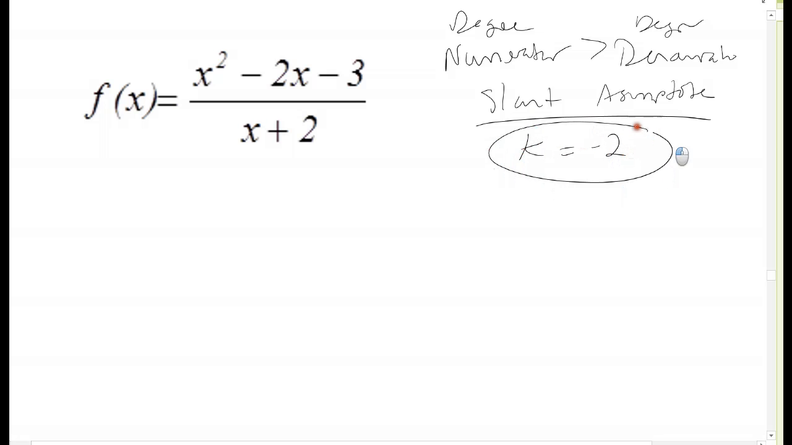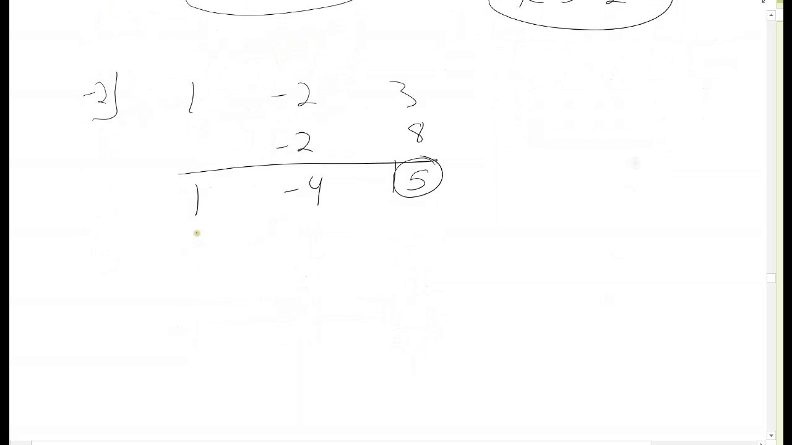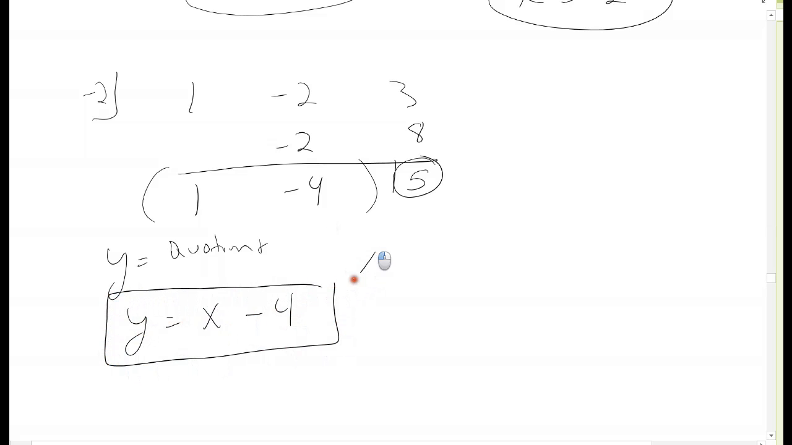My k is a -2, because this is what I'm dividing by. And so -2 is my k, 1, -2, 3. And then I drop my 1, -2 times 1, -2. Add those, -4, -2 times -4. I can actually stop it. I'm going to finish it out. So I get 8. So this one would actually have a remainder of 5. The remainder doesn't matter. What matters is the quotient. This is the quotient. That's what this is giving me. And so the quotient is x to the first minus 4. And so that's my slant asymptote.